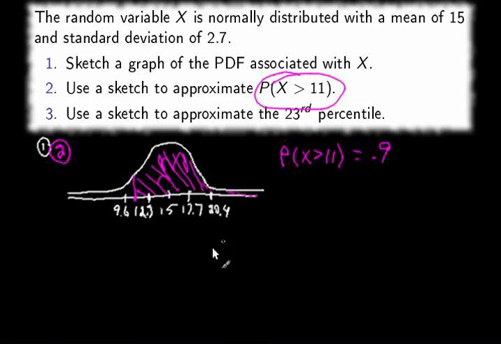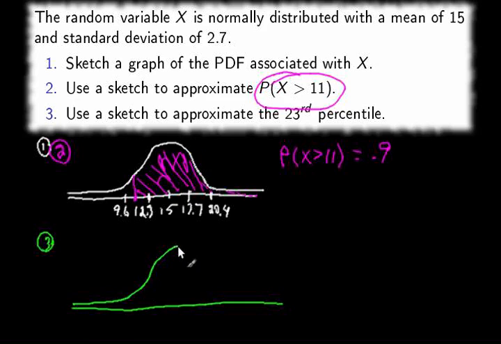Number 3, use a sketch to approximate the 23rd percentile. Okay, so again, I'm going to draw a new graph for this one. If we again sketch the normal curve, 15 in the middle, and then again we cut the maximum height in half. We're out about here, so a little bit to the right of that. That's going to be one standard deviation away, or 12.3, and then 2 standard deviations away is going to be over here, 9.6. And I won't bother with the right side because we're looking for the 23rd percentile.